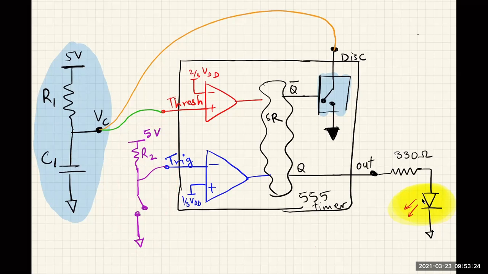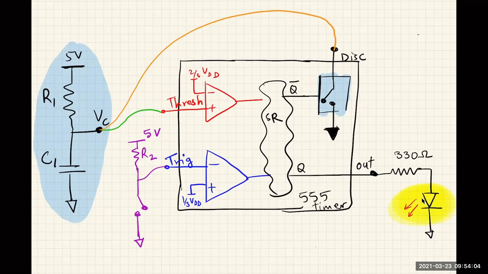First of all, let's start by connecting this discharge to the capacitor. What this does is connect the capacitor voltage to the discharge. If the switch is closed, then the capacitor gets discharged to ground. If the switch is open, then the capacitor can continue charging from this 5 volts. So take the time to pause and think about that for a while.